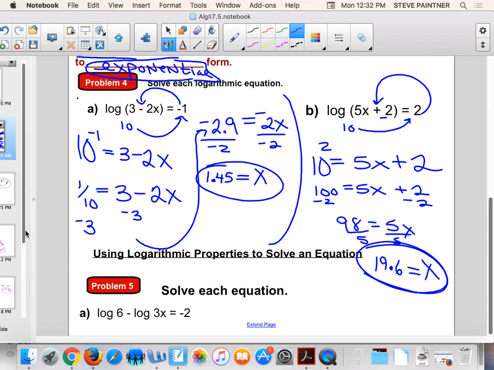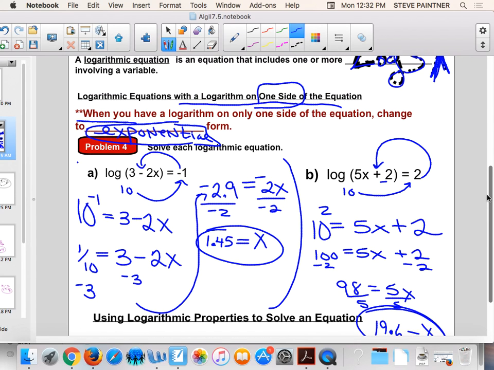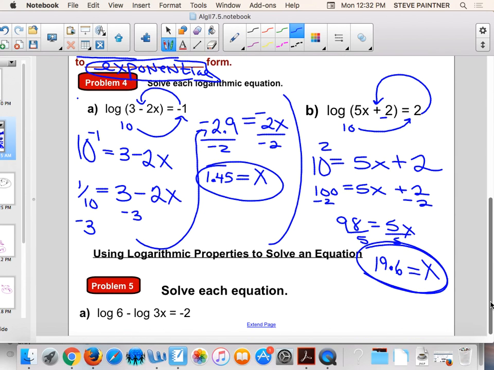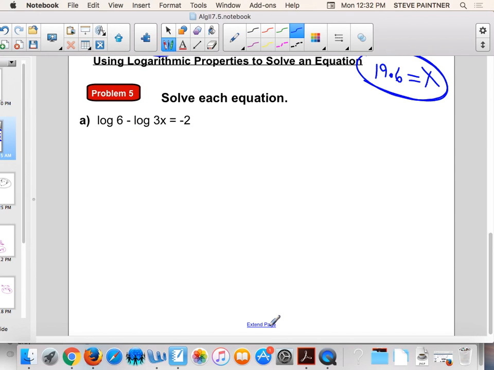Now, these first 2 problems were nice because how many logs did you count in your equation? You counted 1 log, and it says when you have basically one log on one side of the equation, change it to exponential form. That's really all you have to do. If you come down here, though, what's different? I got 2 logs. So if it's easy to solve when it's 1 log, how do we make 2 logs back to 1 log?